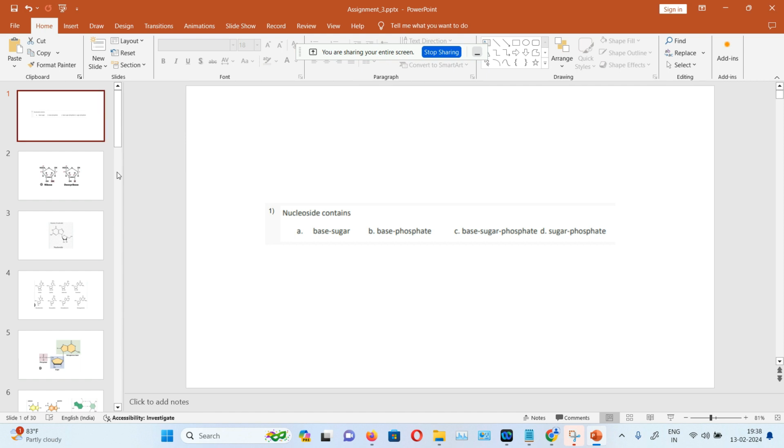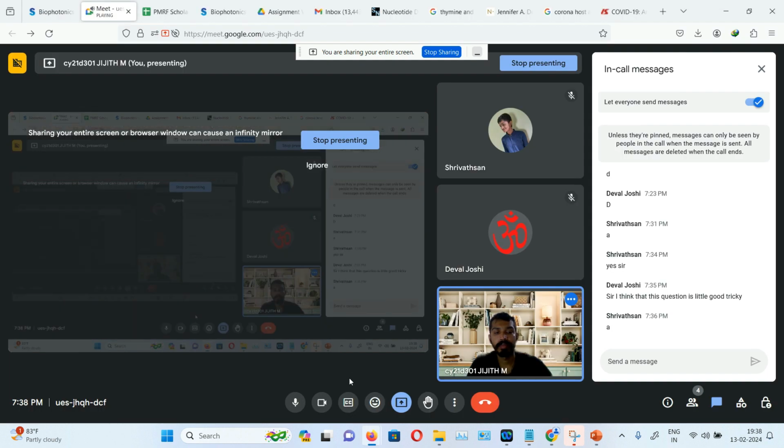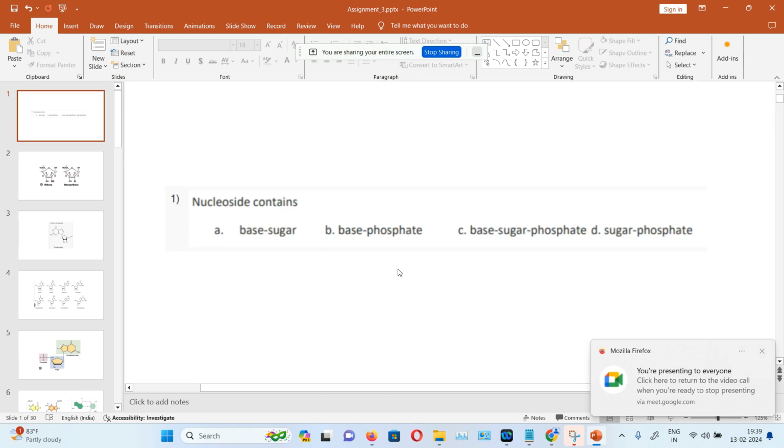Nucleoside contains: base and sugar, base and phosphate, base, sugar and phosphate, sugar and phosphate. So you can give the answer.